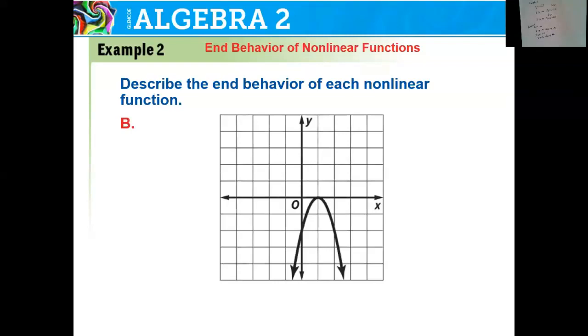Okay, here we have a parabola, and we're going to analyze it the same way that we did. We're going to look at the farther and farther we go left and the farther and farther we go right. But the key is that with a parabola, the end behavior always ends up the same, f of x approaches the same value.